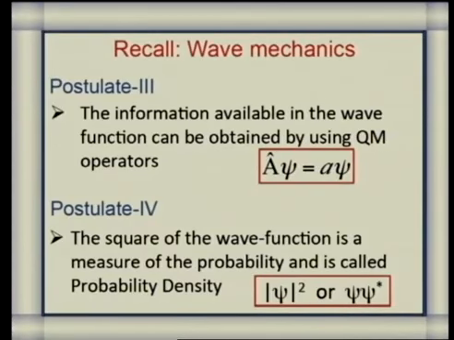The fourth postulate gives some kind of significance or meaning to psi, because psi per se doesn't have physical significance. But the square of psi, that is psi squared or psi into psi star, is a measure of the probability of finding the particle, and it is referred to as probability density.